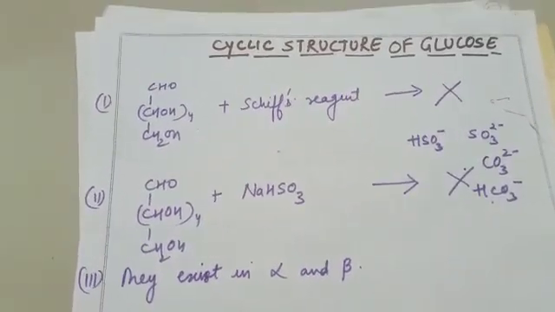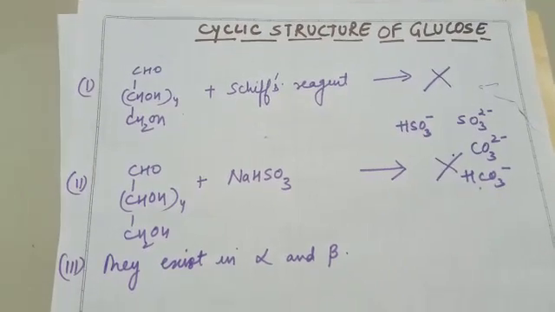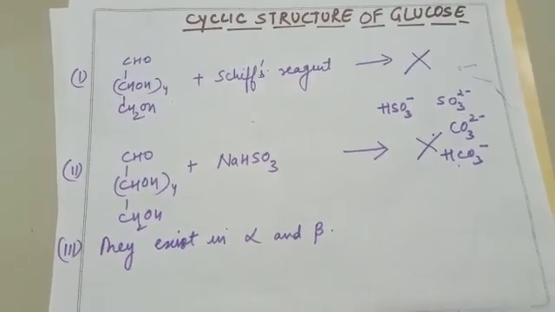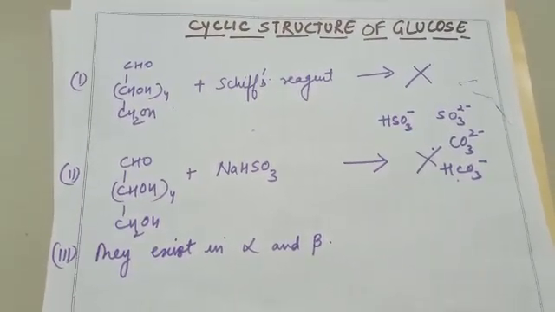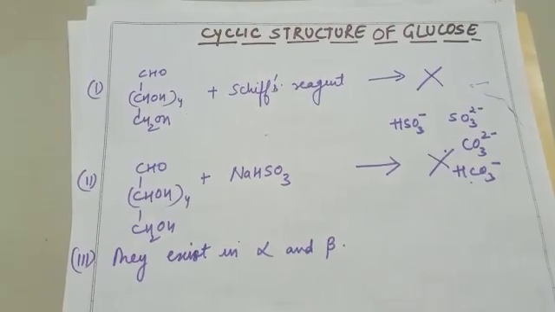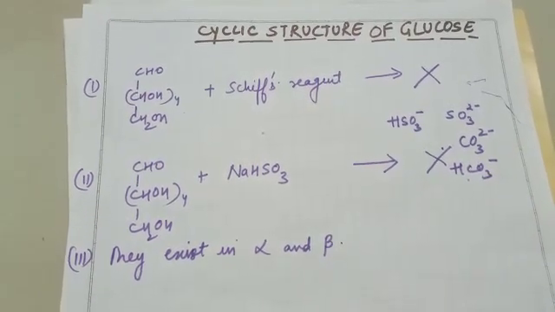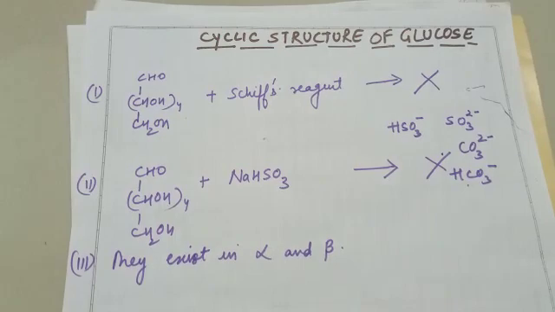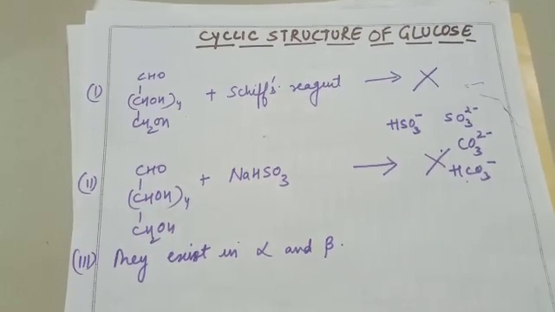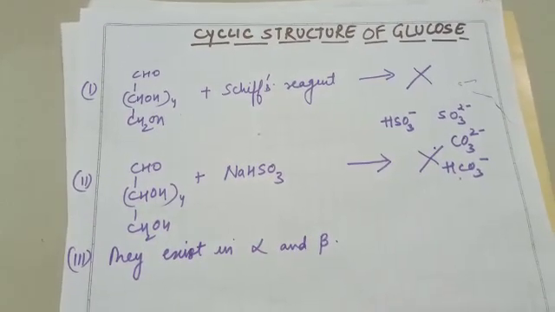Now let's move to the next topic. Open structure we have already studied. Let us study the cyclic structure of glucose. Well, the open structure is well supported by oximes, hydrazones, as well as cyanohydrin and pentaacetate that we have read in the previous video.